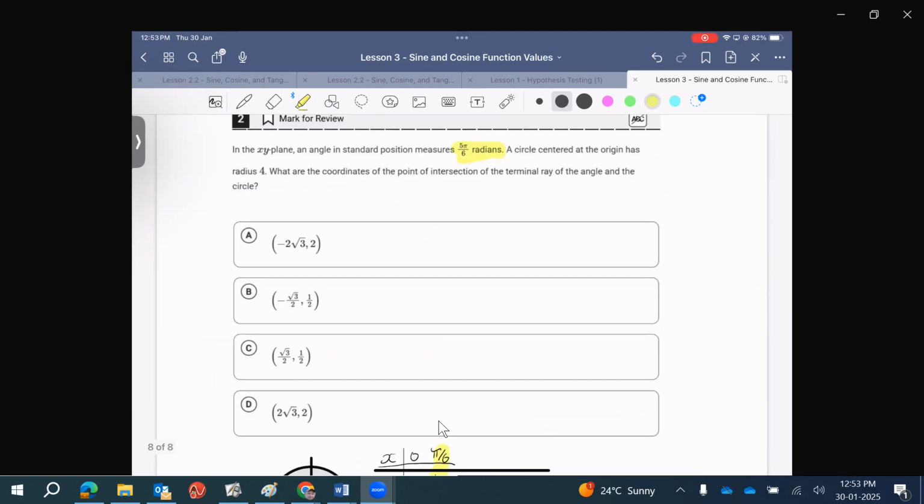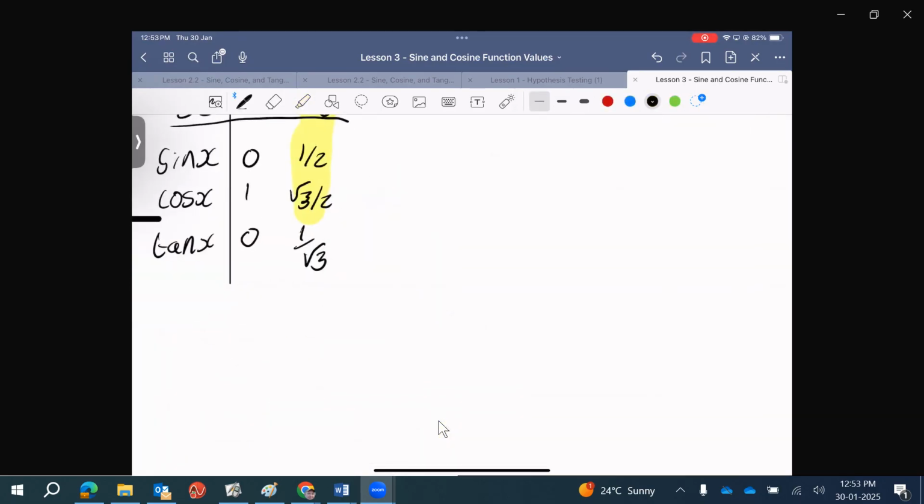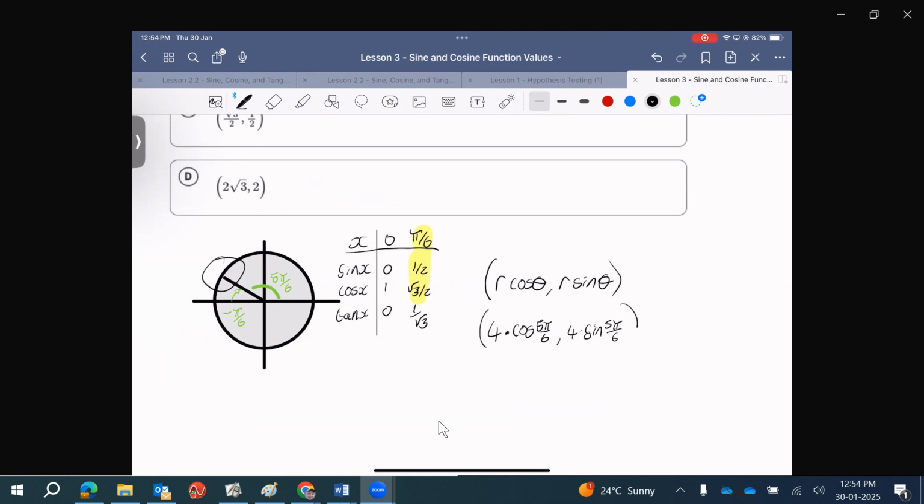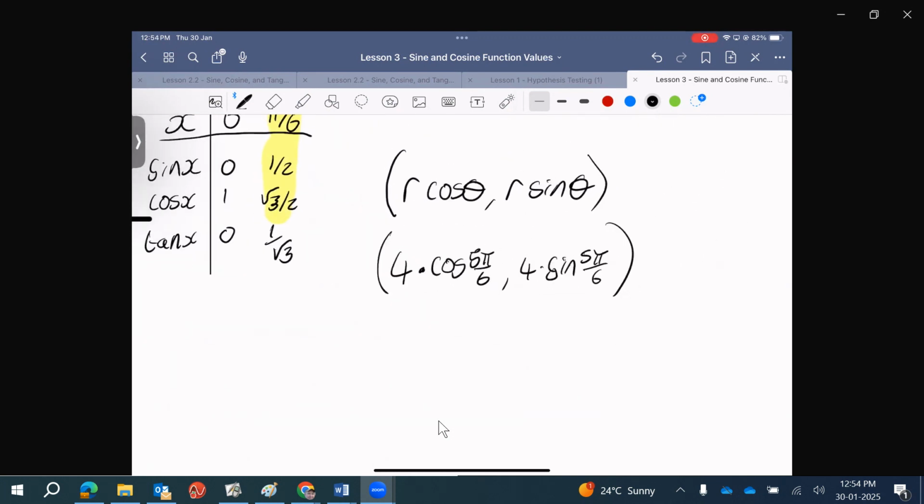So next up, we've got a radius of 4. So the coordinates of the circle are going to be r cosine theta, r sine theta. So that's going to give us 4 times the cosine of theta. It's going to be, the cosine of 5 pi over 6, comma, 4 times the sine of 5 pi over 6. Now we are in the second quadrant, so the cosine value will be negative. So it will be negative root 3 over 2. So this should give us 4 times negative root 3 over 2. And 4 times a half. So we should get minus 2 root 3 and 2.